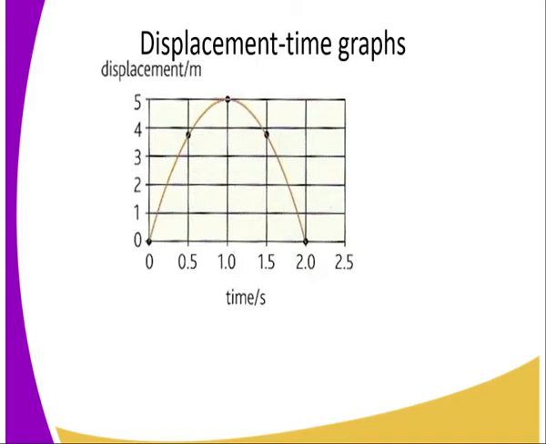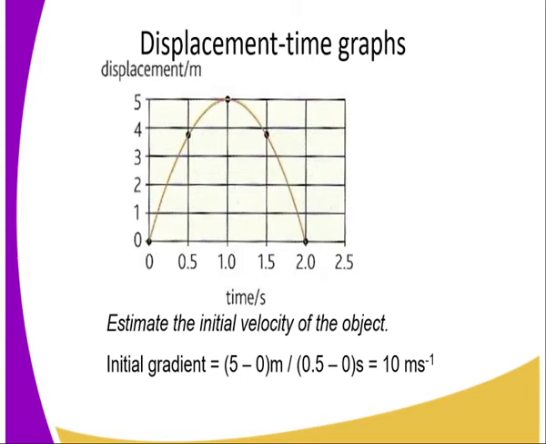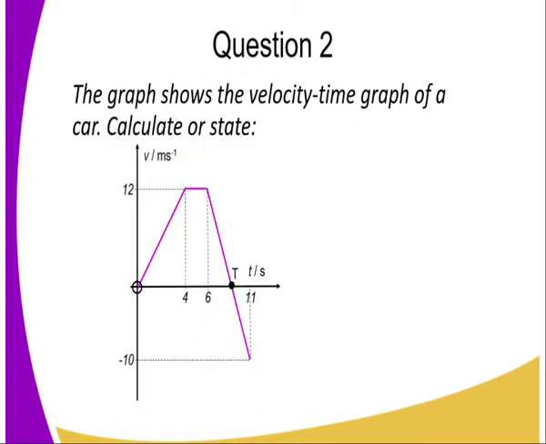Since time waits for no man, we have the highest point reached after 1 second, and after the other 1 second it goes back to its position. So we estimate the initial velocity of the object by determining the initial gradient, which is by getting the change in y over the change in x, and this gives us 10 meters per second, which is our initial velocity, and that is by getting the gradient of the line at that point.